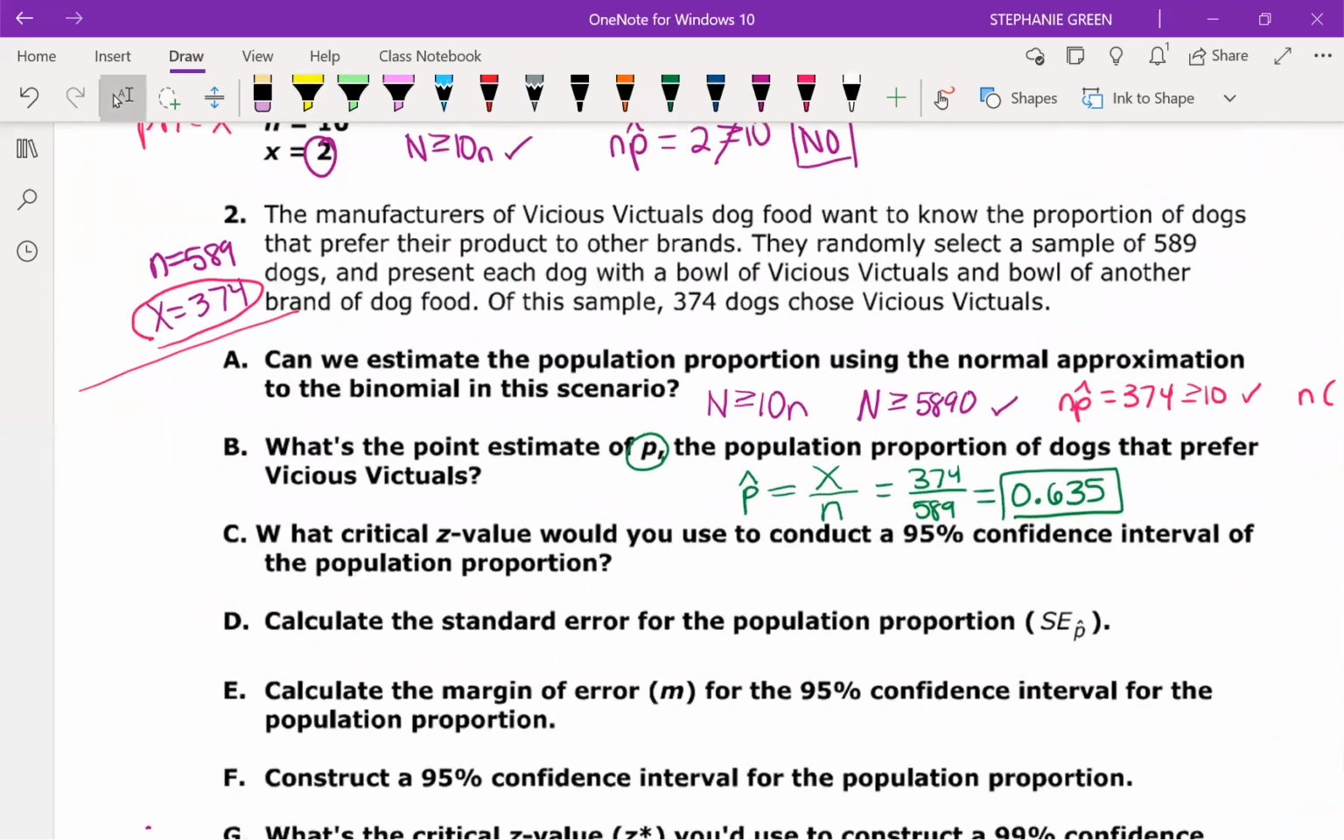Moving to part C then. What critical z value would you use to conduct a 95% confidence interval of the population proportion? At this point, you should be memorizing these numbers. The critical z value for a 95% confidence interval is always 1.96.